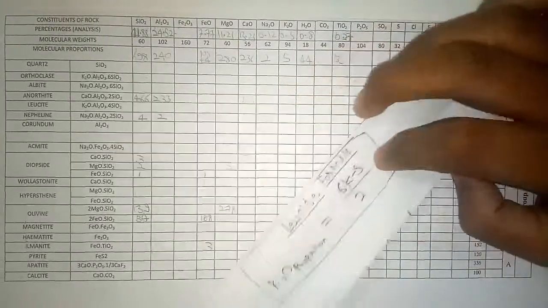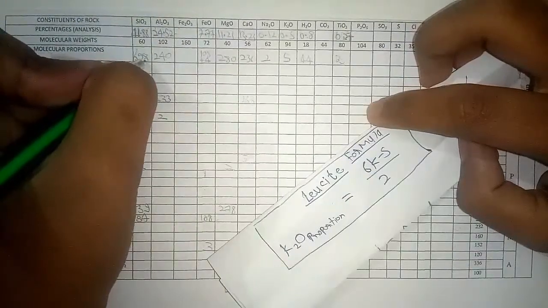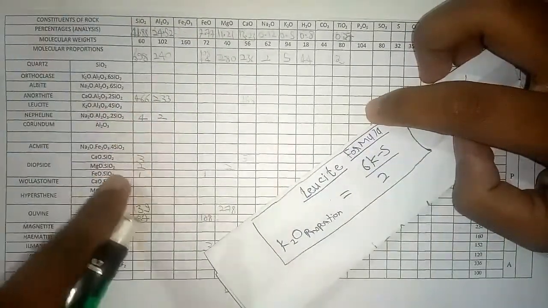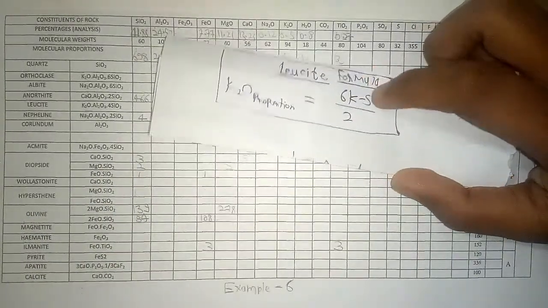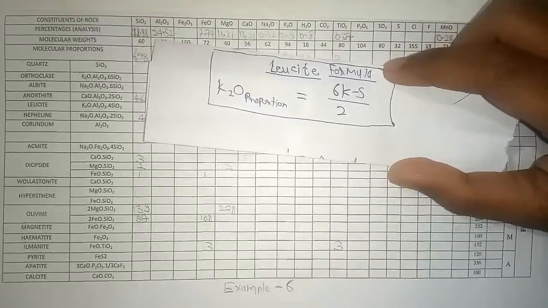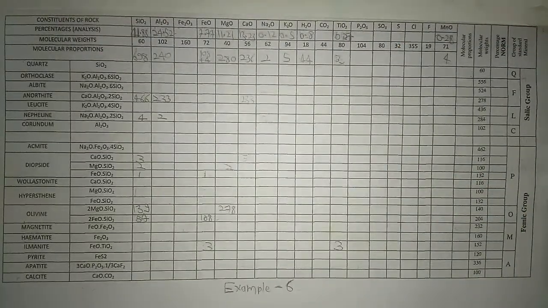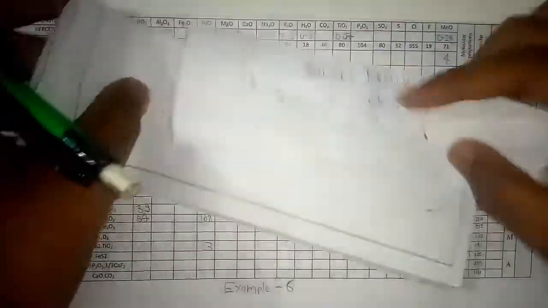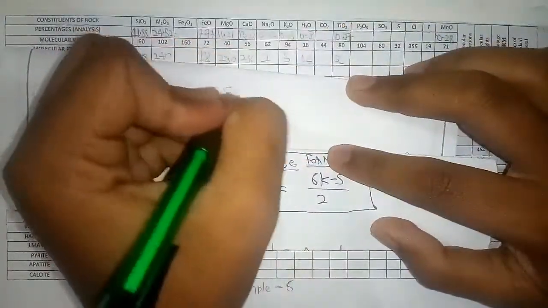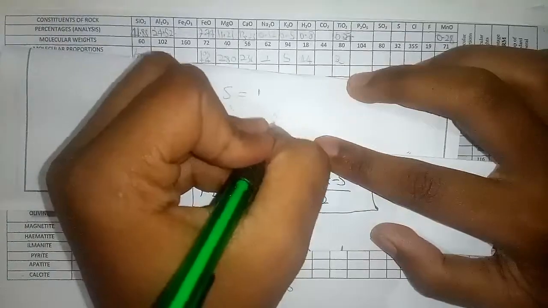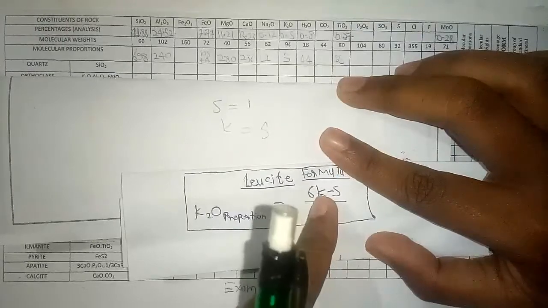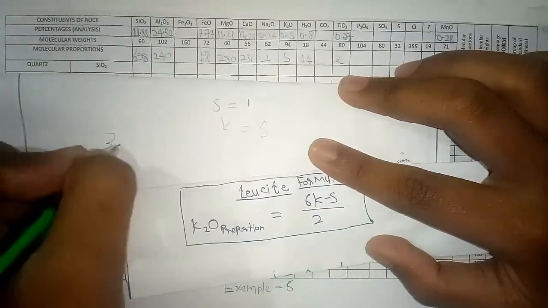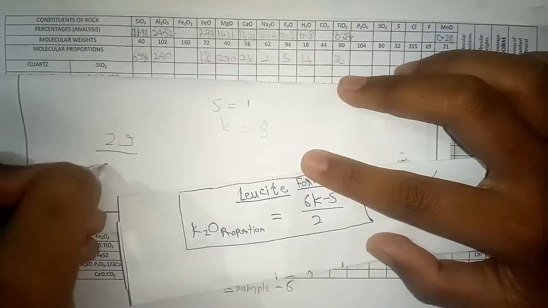And S, we have to find from here. 698 minus 466 minus 4 minus 3 minus 2 minus 1 minus 139 minus 54. Then we will get the value of S, which is 1. So we will use this formula here. The S value is 1 and the K value is 5, right? Applying the formula, we get 6 5s are 30, and 30 minus 1 is 29. So 29 divided by 2.